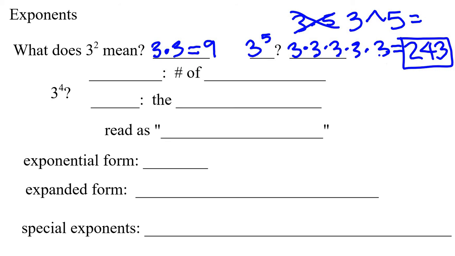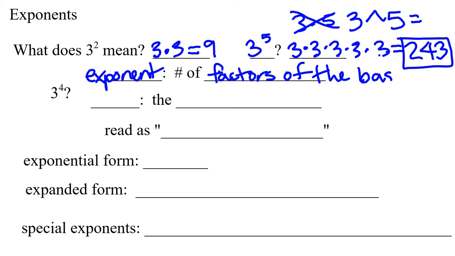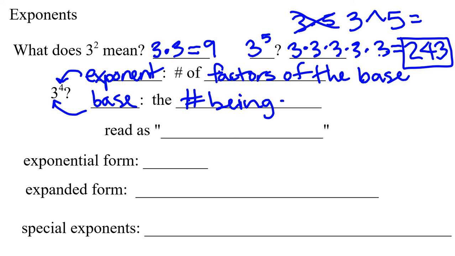All right, so the next thing we talked about is more so like vocabulary. So this 4 right up here, this is called the exponent or the power. And that is the number of factors of the base. In other words, it's the amount of times you're going to multiply the base by itself. So the exponent is 4, and 3 is the base. And that is the number being multiplied.